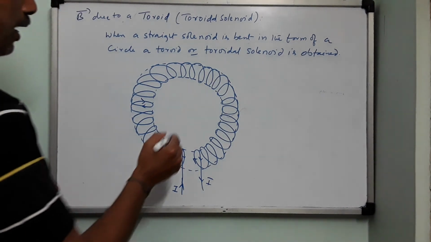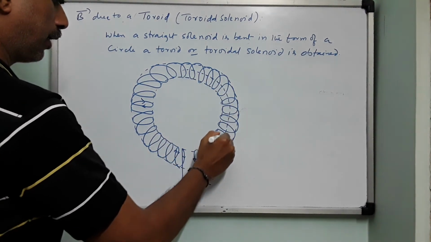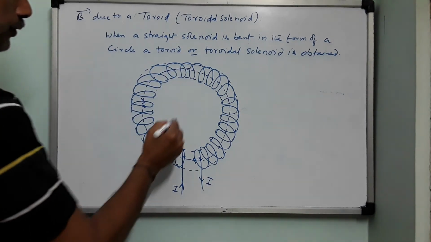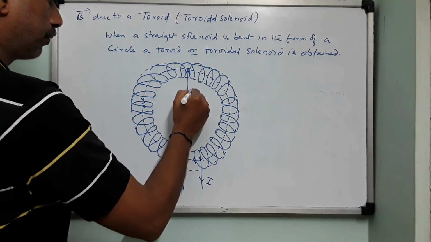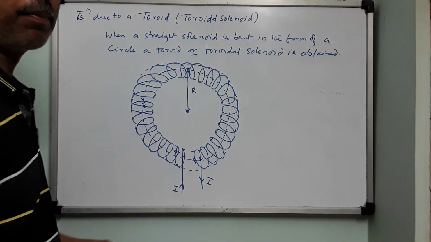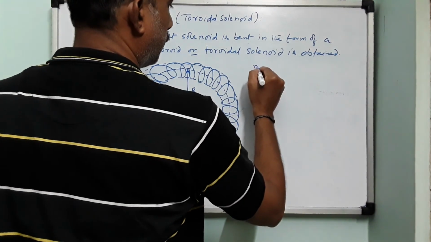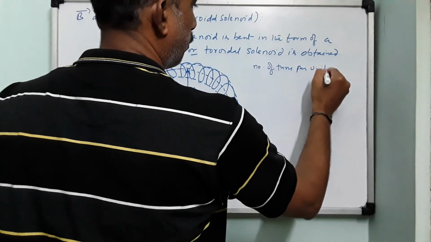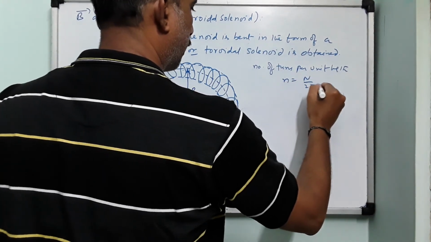So let R be the average radius of this one. This dotted line is called the axis of the toroid. This is the center of the toroid, and this distance I name as capital R. So if there are a total number of turns capital N in a circumference of 2 pi R, the number of turns per unit length, small n, equals capital N by 2 pi R.